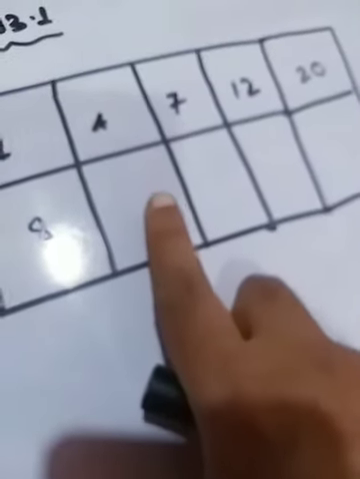Hello students, in this session I will explain question number 2 of exercise 13.1. You will find that one box is given in question number 2 and there are some empty spaces in the box. So we have to find out what would be the suitable answers for all those empty boxes.